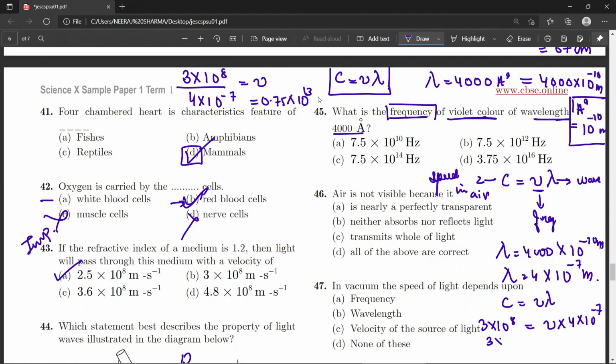Is it correct? Please solve this question, guys. Please, it is extremely important. Solve it and let me know if you are not able to get the correct answer. Please let me know in the comment section. I will explain it to you again. When you solve it, you are going to get 0.75 into 10 raised to the power 13 hertz, or it can be written as 7.5 into 10 raised to the power 14 hertz. So option C is the correct option.